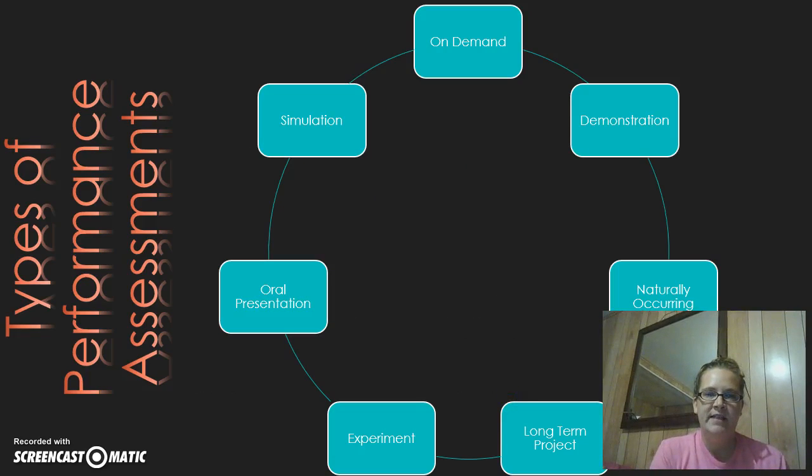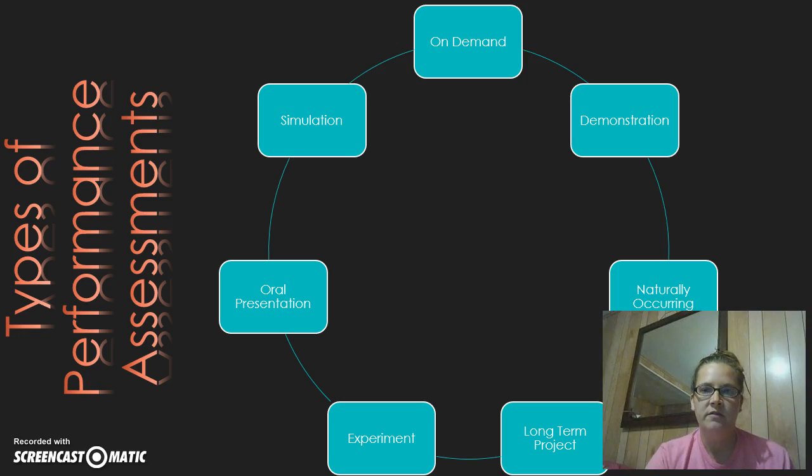Some types of performance assessments are on demand. This is a structured task where the teacher specifies the task and the materials, and the student is aware that they are being assessed. Demonstrations are on-demand performances to show knowledge, but not as long or complex as a project. A naturally occurring assessment is observed in the natural setting, and the student is not aware that they are being assessed. A long-term project can be done as an individual or in a group.